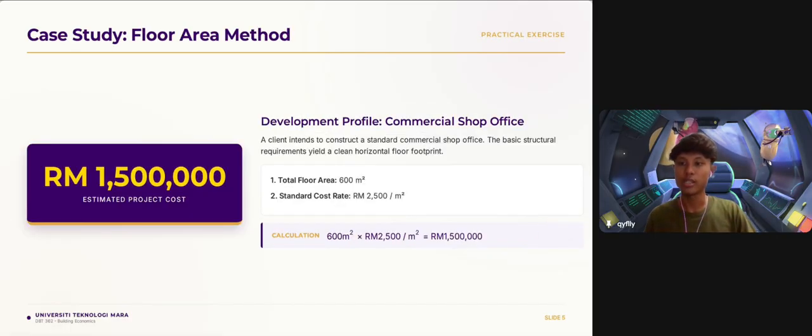Let's look at a quick example of the floor area method. A client wants to build a starter commercial shop office with a total floor area of 600 square meters. If the historical local cost rate is RM 2,500 per square meter, we simply multiply that 600 square meters times RM 2,500. This gives us a quick estimate cost of 1,500,000 ringgit.